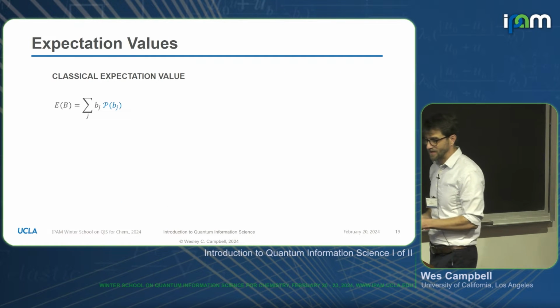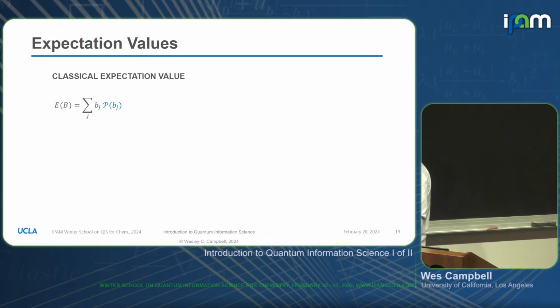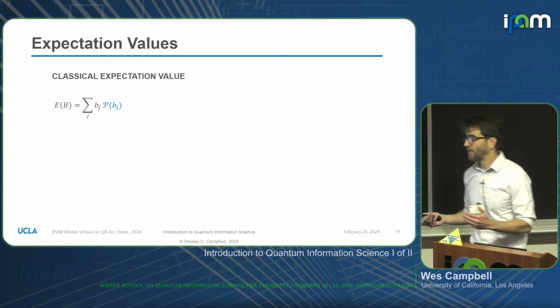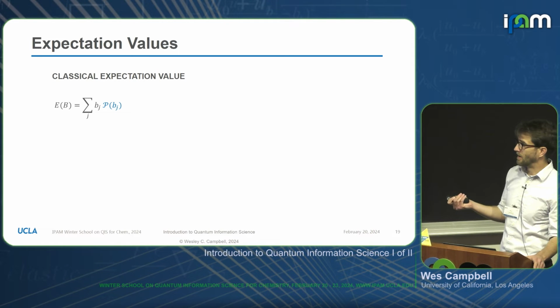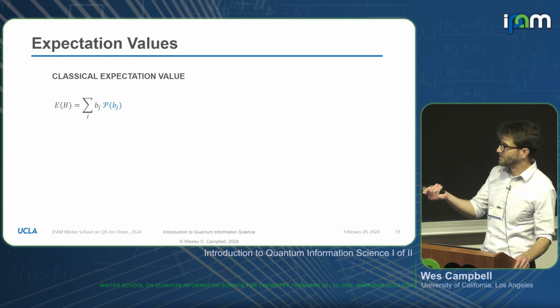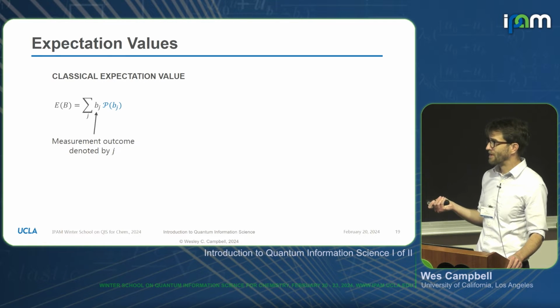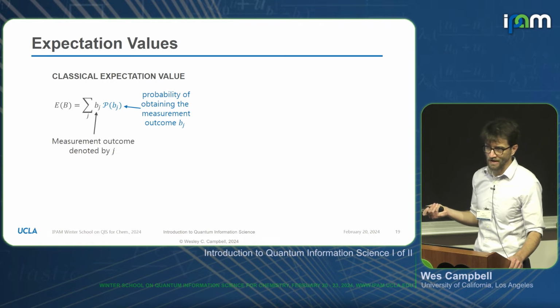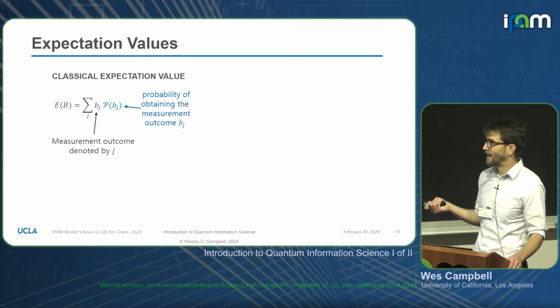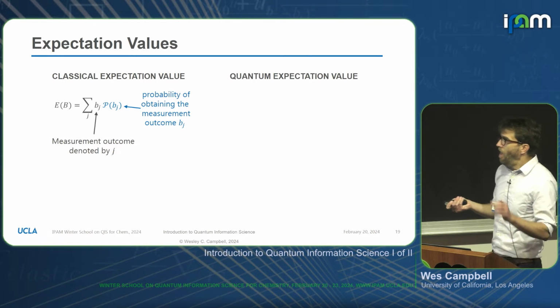Okay, so let's talk about expectation values. In classical probability, they also use expectation values, if you weren't aware. And the expectation value of some quantity B here is basically the sum over the measurement outcomes times the probability of obtaining each measurement outcome. This is fancy talk for an average, okay?